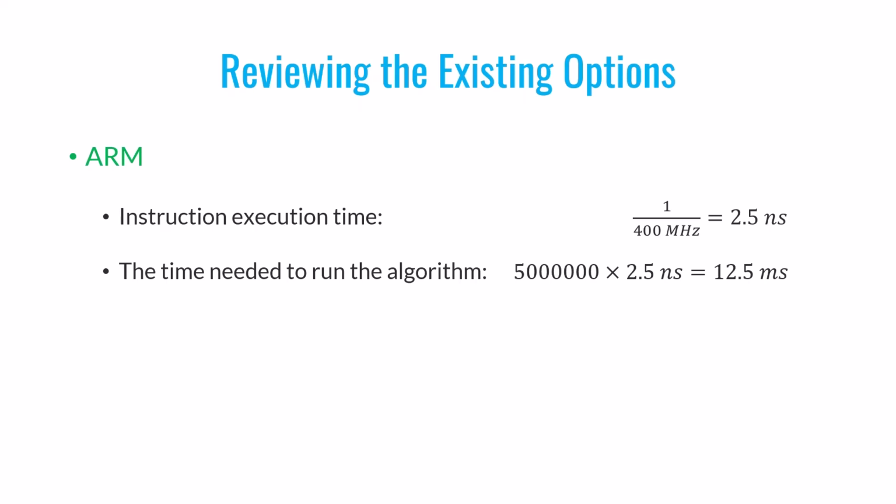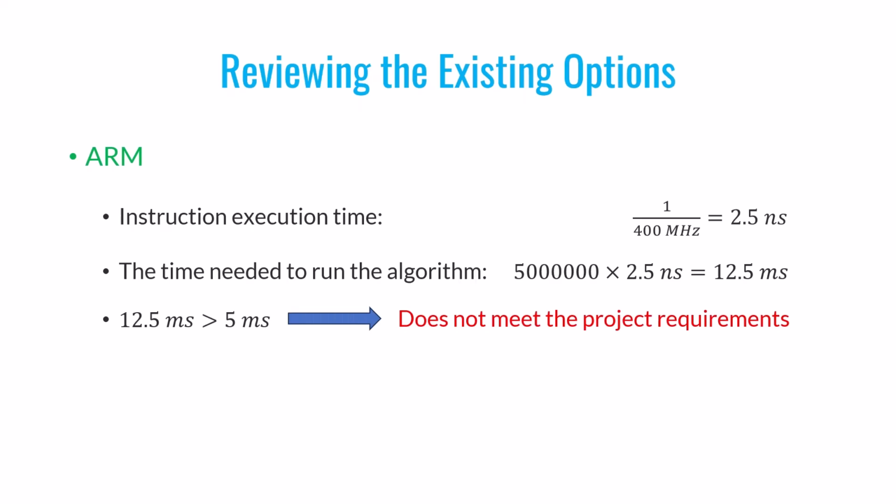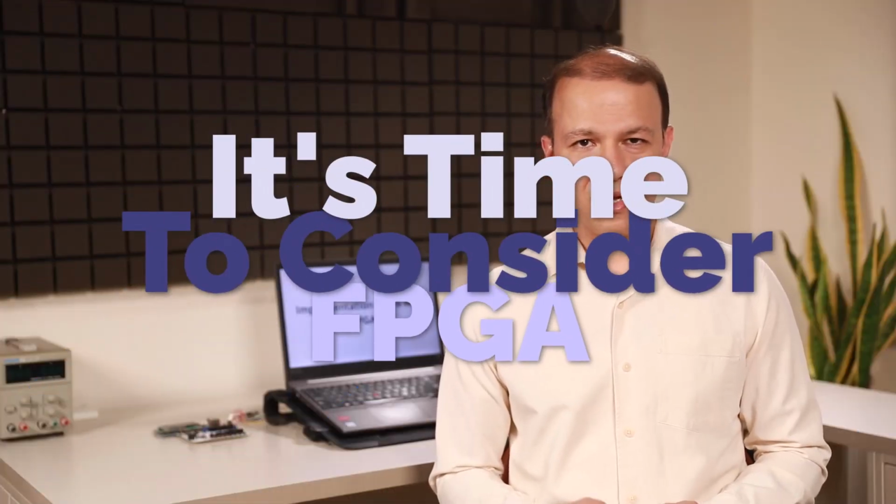Unfortunately, even with the ARM processor, which has a higher clock speed than the AVR, the time required to complete the algorithm is still much greater than our desired 5 milliseconds. So the ARM processor also doesn't meet our requirements for this project. Now it's time to consider the FPGA. With its parallel processing capabilities and the hardware resources it offers, an FPGA can easily implement this algorithm and meet our speed requirements.